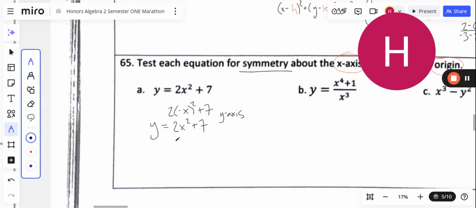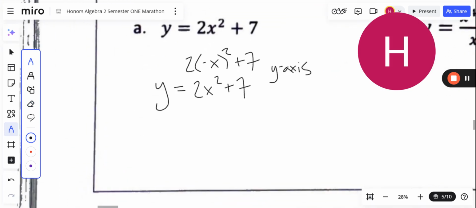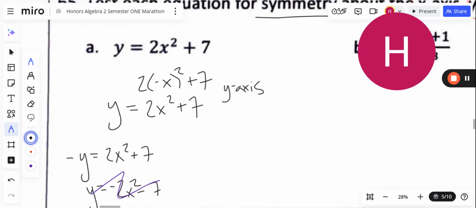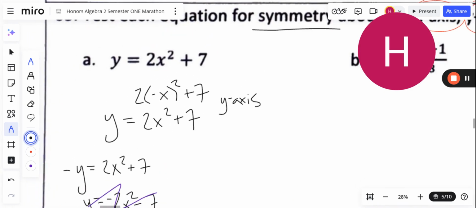If we check it for x-axis symmetry, well, it's pretty obviously not the exact same thing, right? If we were to say negative y equals 2x squared plus 7, and then solve for the y again, that means y equals negative 2x squared minus 7. Definitely very different from what we started with. So there's no x-axis symmetry. And of course, we know that this is a parabola, so we know it doesn't have x-axis symmetry, right? It's like that.